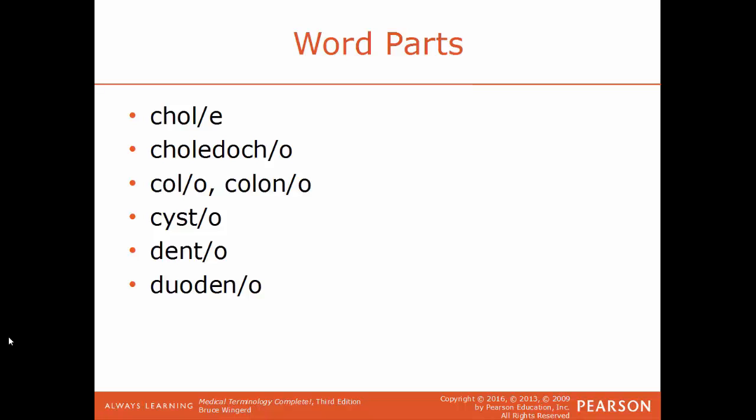Col is also a reference to bile. Choledocho is a reference to the common bile duct. Colo or colono is a reference to the colon. Cyst or cysto is a reference to a sac of fluid, or the urinary bladder, or a cyst in general. Dento is a reference to teeth. And our last term here, duodeno, is a reference to the duodenum, which is a section of the small intestine.